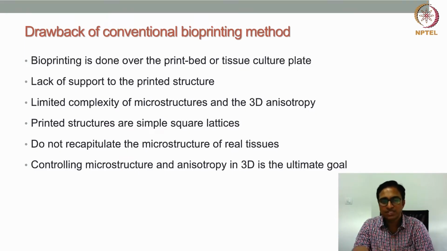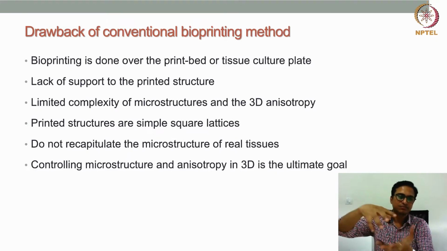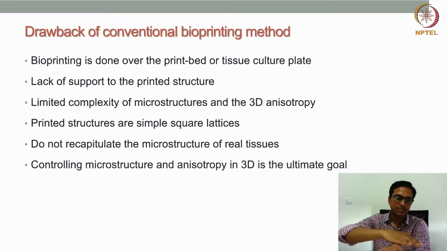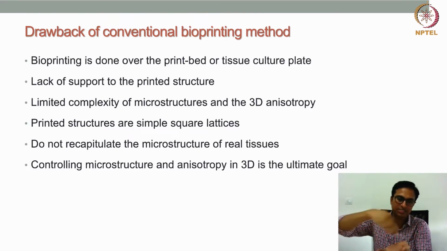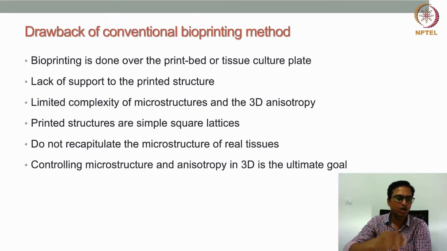And most of the current bioprinted structures are simple lattice structures. Like these are printed at 0 and 90 degree angles. The first layer is printed at 0 degree angle, and then the next layer at 90 degrees to that preceding layer, or any other angle.